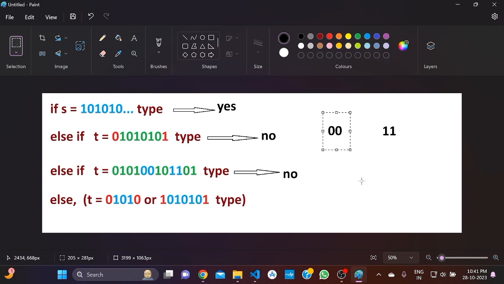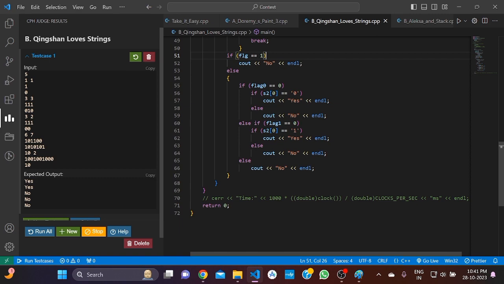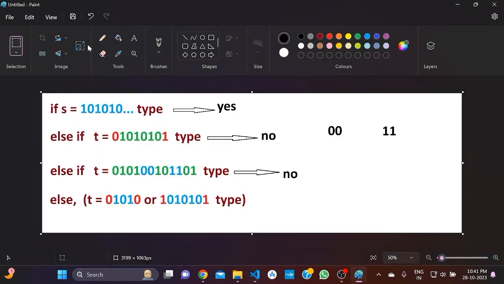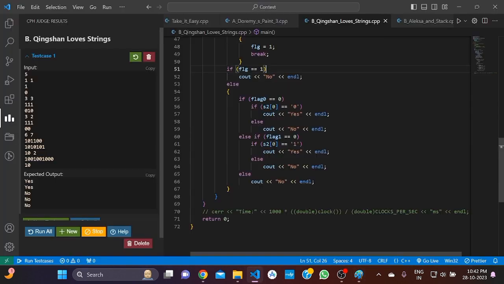So if the 0 0 unit was there, then if your second string has starting and ending character 1, then you have to print yes. So if S2[0] equals 1, then you have to print yes. Otherwise, you have to print no. And if these two cases are fulfilled, then still one case is remaining. What was the last case? The last case was that if your T is something like this, 00110101.